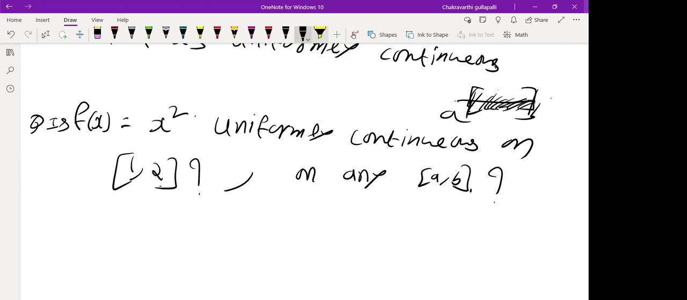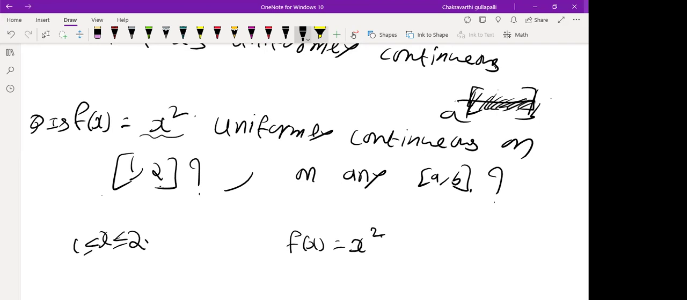First, we have to check this is a closed interval, luckily. If it is an open interval, we cannot apply this result. Luckily, it is a closed interval. If it is a closed interval, we can escape doing some work. So, x values are between 1 and 2. Just now we have seen, if it is continuous on a closed interval, then automatically it will be uniformly continuous. So, f(x) equal to x squared: is there any point where it is having a break? No break at all.